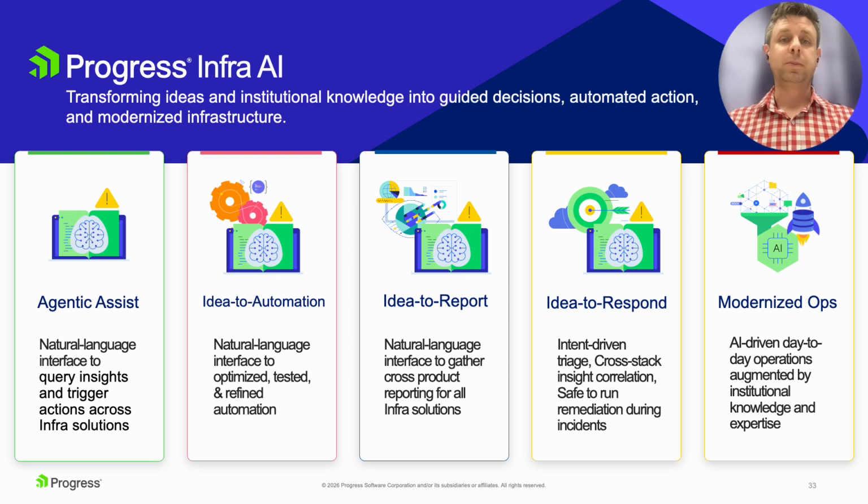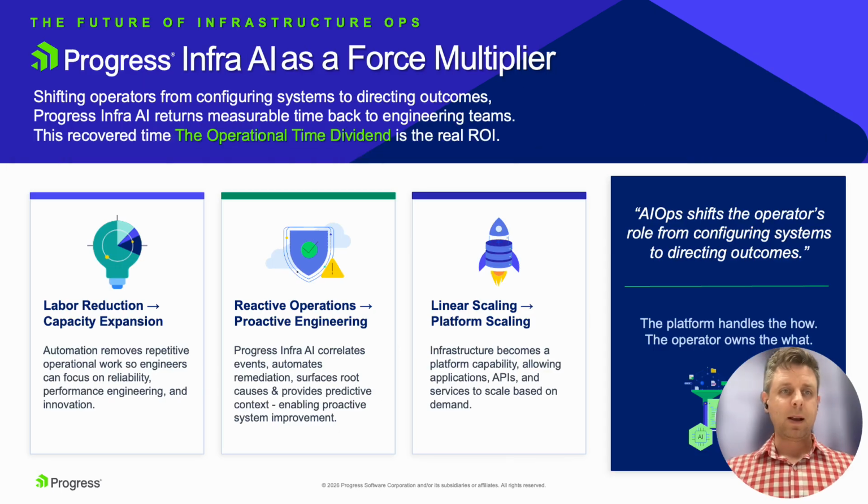modernized ops, where you can rule your infrastructure regardless of its complexity. And Progress Infra in this case will act as a force multiplier, allowing you to save time, to improve your efficiency, and significantly reduce the mean time to respond, mean time to detect, and sometimes even be way ahead of the issues happening in your infrastructure.